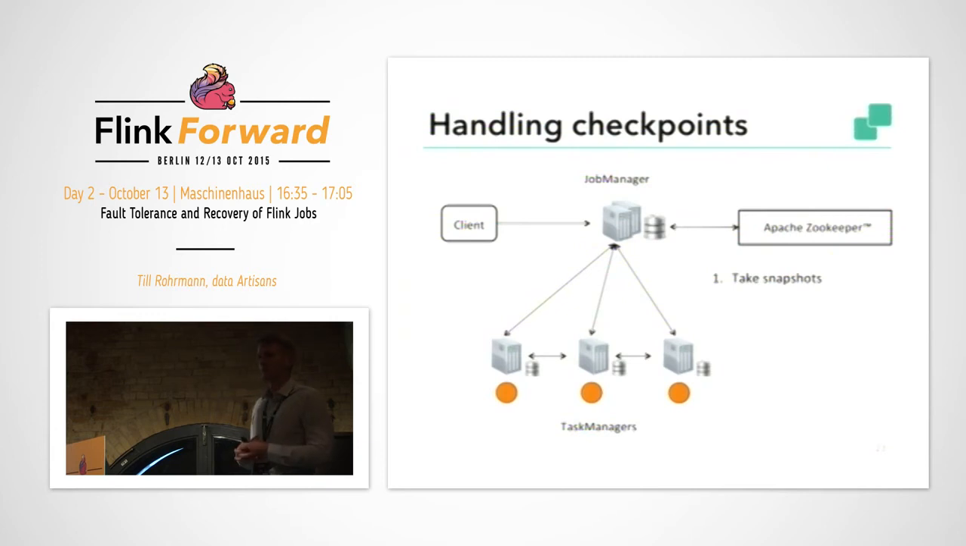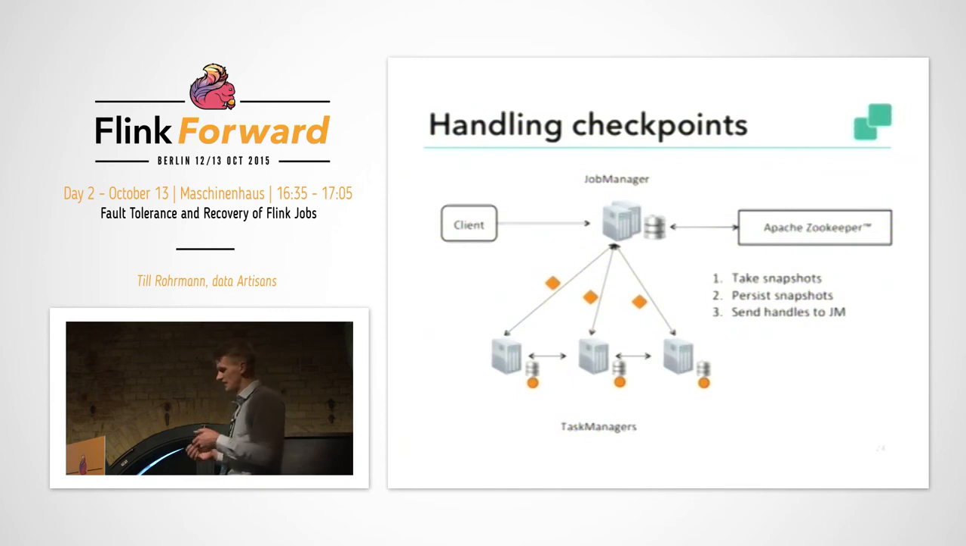We use a similar approach for making the checkpoints, the completed checkpoints, also available. So whenever a job manager triggers the checkpointing on the task managers, the individual operators create a snapshot of their state. Then they will persist it to some state backend and send the handles to this state back to the job manager. At the job manager, we accumulate the state handles to create a global checkpoint.